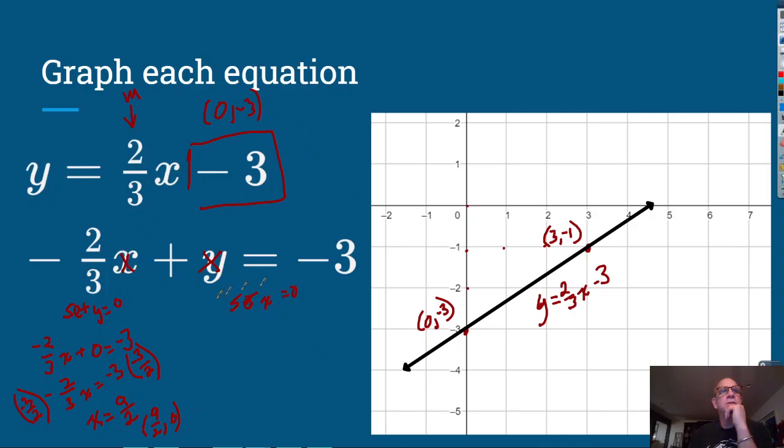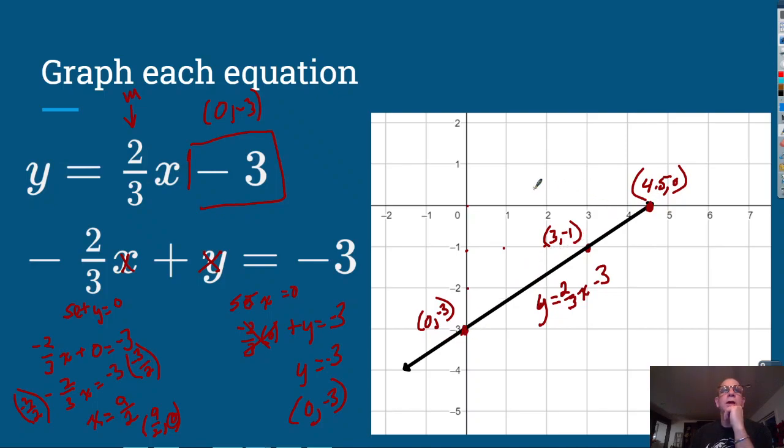And then we're going to set x to 0. So we have negative 2/3 times 0 plus y equals negative 3. Well, this is gone. So we have y equals negative 3. So when x is 0, y equals negative 3. Let's plot these 2 points, 0 and negative 3. Well, we've already got that one plotted right there. And then we have 9 over 2, 0. So that's 4.5. So 1, 2, 3, 4.5, and 0. So that's 2 points. And they're on the same line.